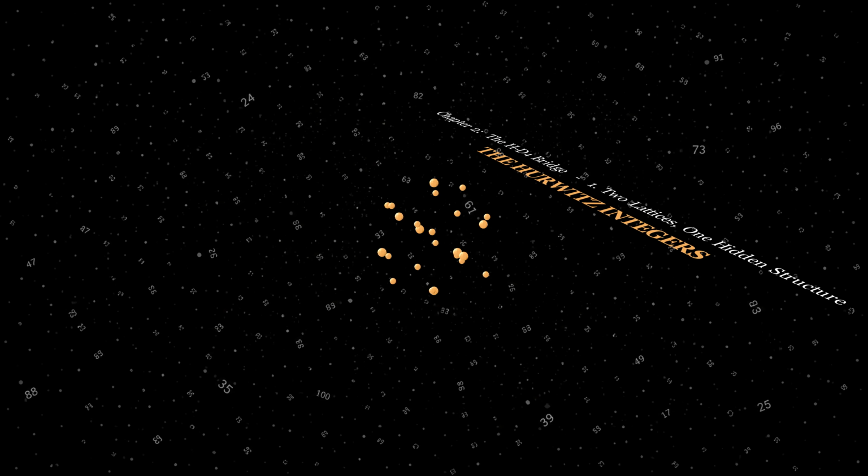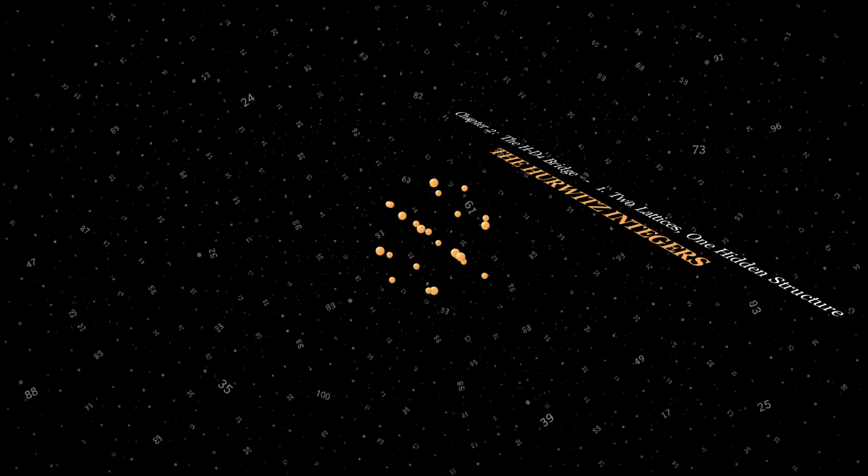Two lattices. One hidden structure. In the previous chapter, we discovered something remarkable. Numbers written as the sum of 4 squares can form beautiful structures in 4-dimensional space. But now we are going to look at those structures from a different perspective.